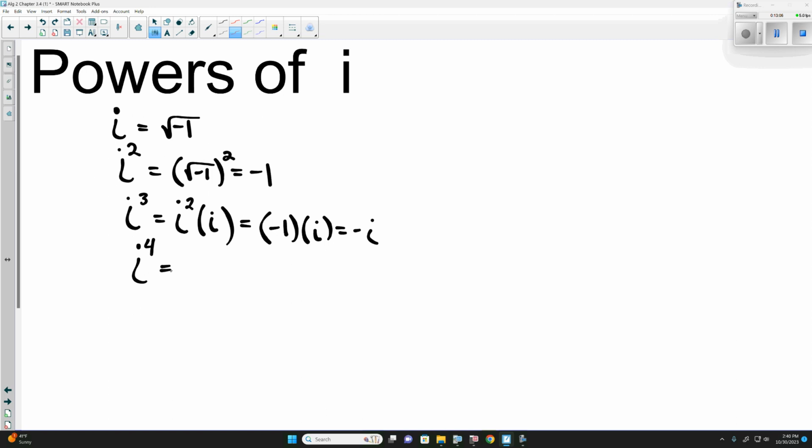i to the fourth. Well, we could say that this is i cubed times i. Well, i cubed is negative i. And if we multiply negative i by i, we would get negative i squared. But what is i squared? Negative 1. So we have negative negative 1, which is 1. So we're saying i to the fourth is 1.